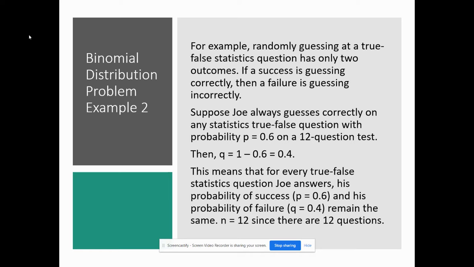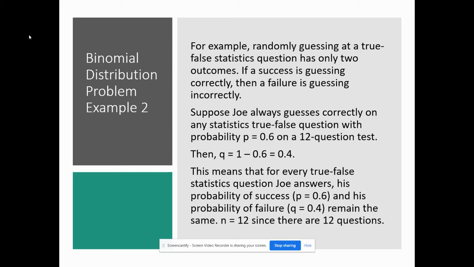of that 12-question test. So if 0.6 is the probability he gets it correct, 0.4 is the probability he gets it wrong. So it's another way to say this. There's a 60% chance he'll get it right. There's a 40% chance he'll get it wrong. That's how you need to think of those, because what can you do on a true-false? You can either get it right or you can get it wrong.